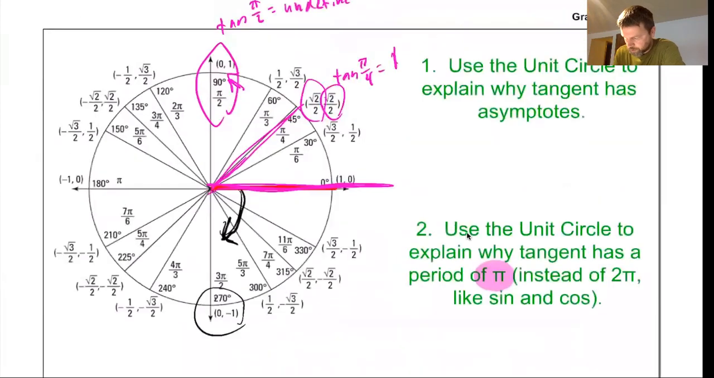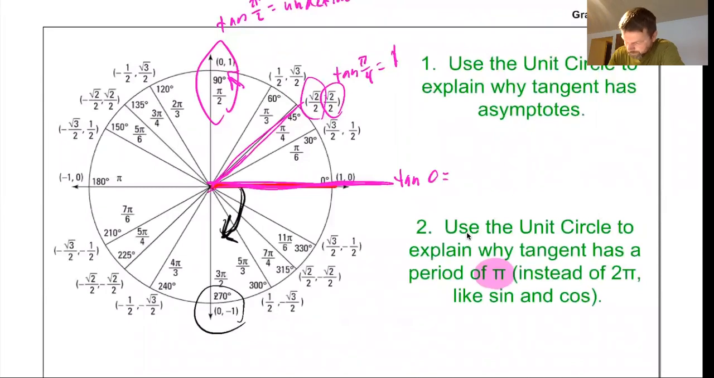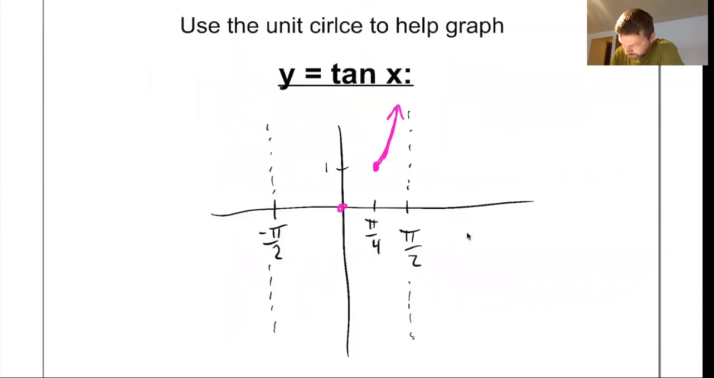Let's try to find a few more. What about tangent of 0? The tangent of 0 would be y divided by x. That's 0 divided by 1. That's 0. All right, so tangent of 0 is 0. This is going to go down to there. All right, let's keep going.